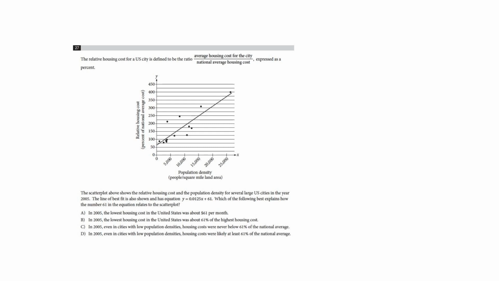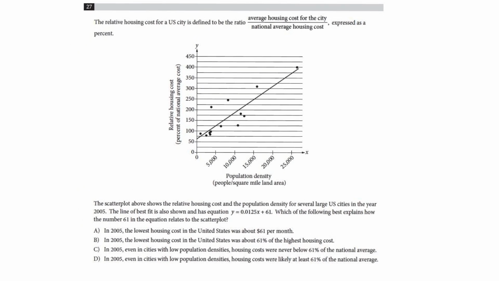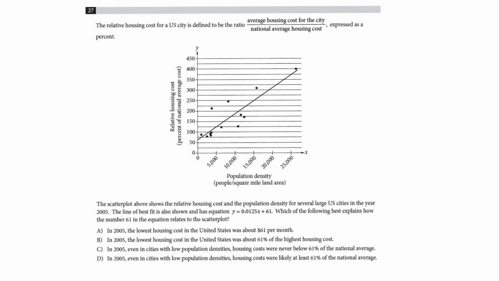Okay, blow this up a little bit. Oh, that didn't work. Let's try that again. There we go. The relative housing cost for a U.S. city is defined to be a ratio of the average housing cost for the city to the national average housing cost, expressed as a %. And that is what we have here. We have the relative housing cost on the y-axis and the population density on the x-axis.